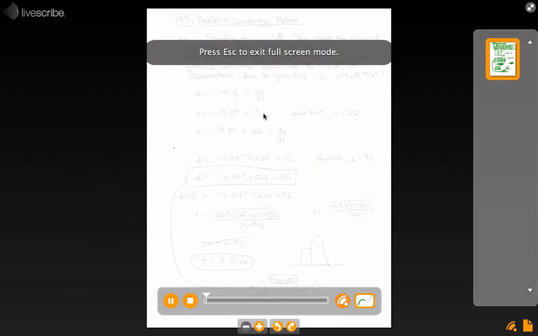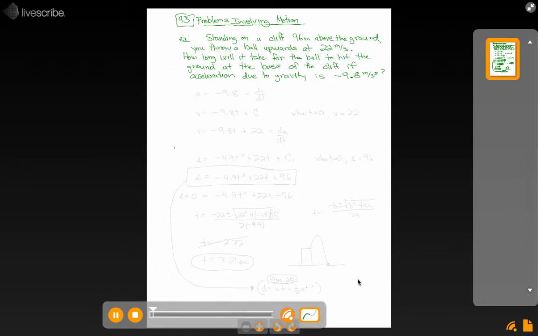This comes out of section 9.3, problems involving motion. So in this question, for those of you that took Physics 20, this is about a standard issue of Physics 20 questions you'll ever see. You're standing on a cliff 96 meters above the ground. You throw a ball upwards at 22 meters per second.